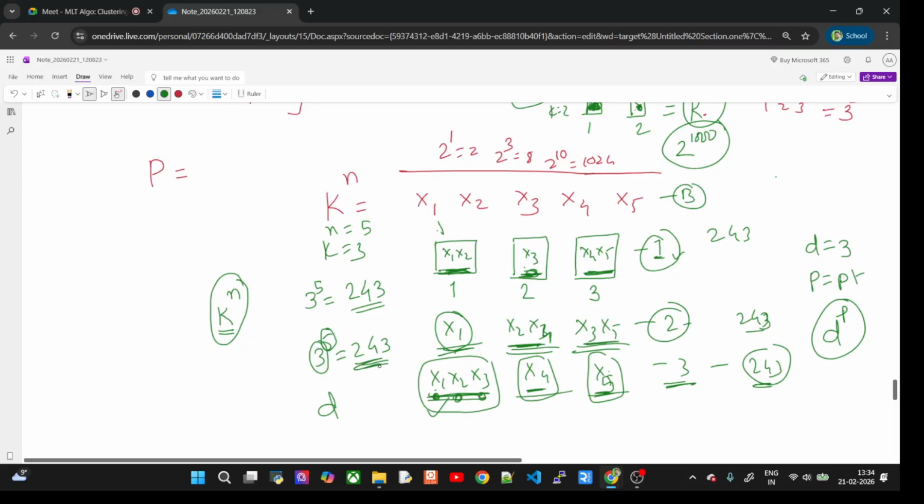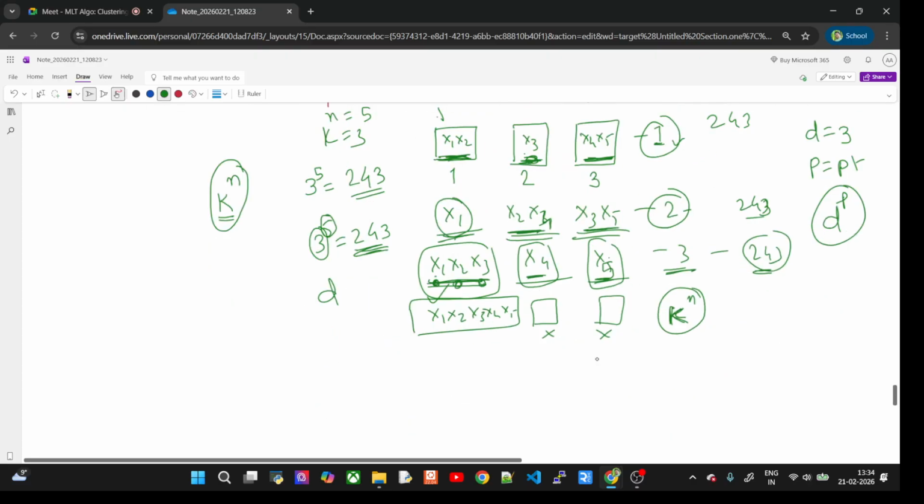This also includes cases where some groups have zero values. You may have all of x1 x2 x3 x4 and x5 in the same group, with no value in the other. These combinations are also included in k raised to n. I'm not saying only non-zero groups; this is the total number of combinations, including a box or cluster that is empty. So the total combinations will be k raised to n.